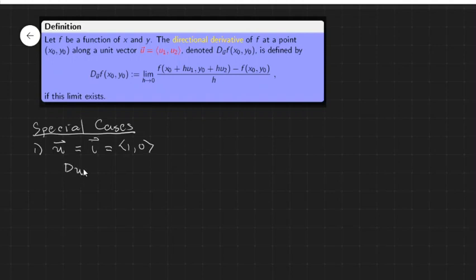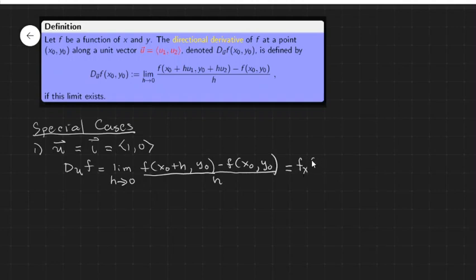So in this case, the directional derivative of f with respect to u will be given by the limit of f of x naught plus h times 1. So x naught plus h u1, since u1 is 1, becomes x naught plus h, comma y naught plus 0, or simply y naught, minus f of x naught, y naught, all over h. And as h goes to 0, we know that this is exactly the partial of f with respect to x evaluated at (x naught, y naught).